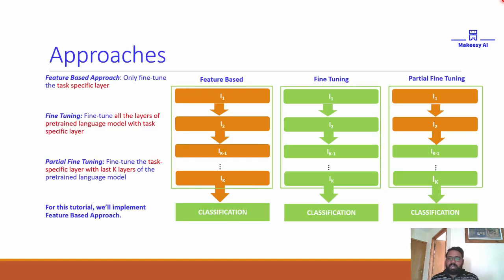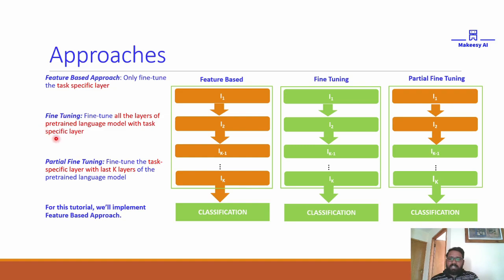Okay, so there are three possible approaches that can be used for token classification using pre-trained language models. So first one is this feature-based approach where we add a simple classification layer on top of our pre-trained language model, and we simply fine-tune or train this classification layer only. We don't touch this pre-trained language model's weights. Okay, that is known as feature-based approach.